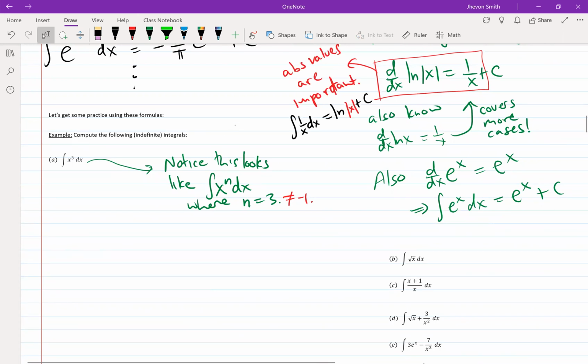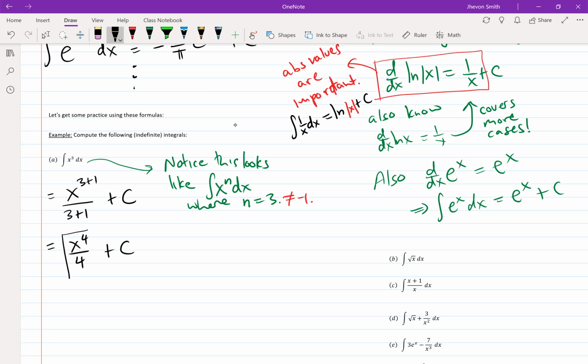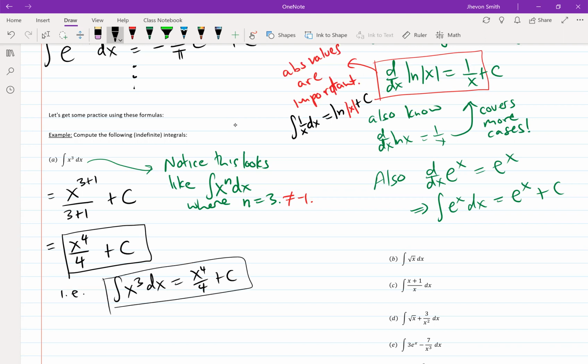So this is going to be add 1 to the power and divide by the new power plus c. Do not forget the plus c. When there are no numbers on this integral sign, you have to put a plus c. In other words, this is x to the 4 over 4 plus c. And that's the answer, i.e., the antiderivative of x cubed dx is x to the 4 over 4 plus c. Okay? Are we okay? Let's do another one.